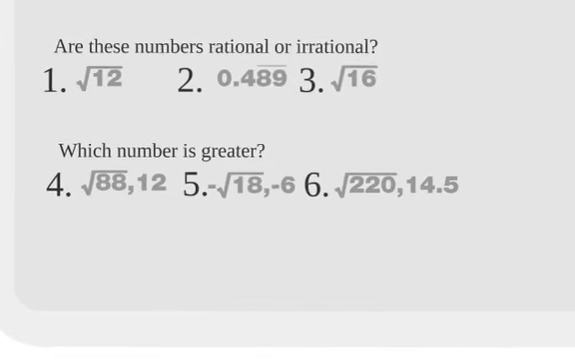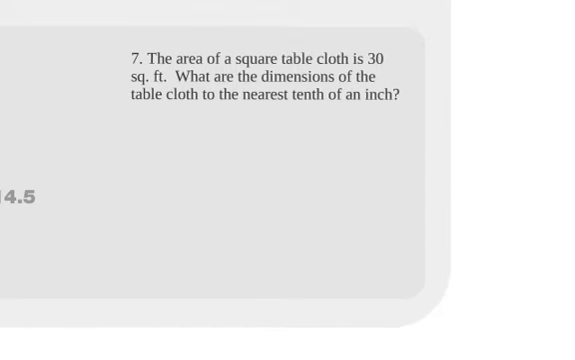All right. Ready for another one? The area of a square tablecloth is 30 square feet. What are the dimensions of the tablecloth to the nearest tenth of an inch? It's 30 square feet. What two numbers multiplied together give you 30? And it's the same number. So take the square root of 30. That's all you're doing. All right, ready for your answers? Here they are.